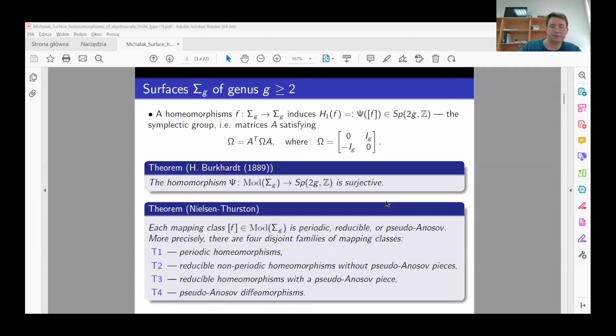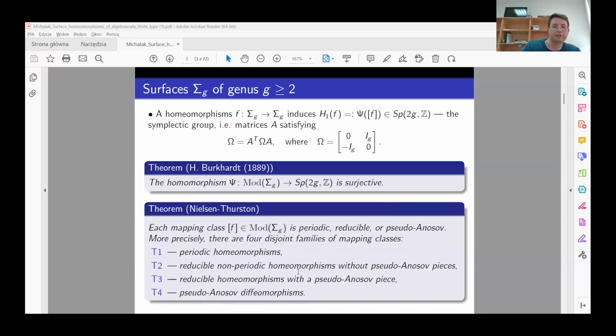And there is an analogous big theorem in mapping class group theory. It's called the Nielsen-Thurston classification. We have analogous three families of mapping classes. In the shortest way, they are called again periodic, reducible, and, in the case of genus at least 2, pseudo-Anosov. But such a division is not unique because these periodic and reducible classes can overlap.